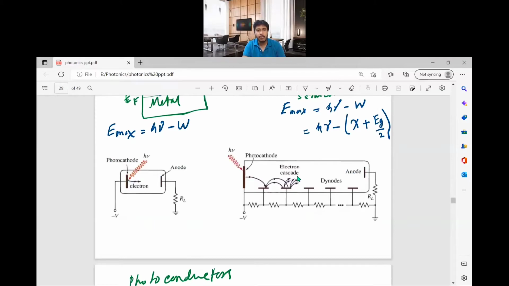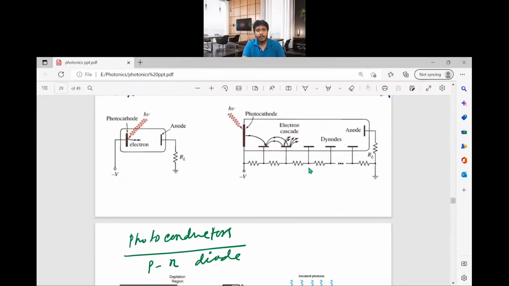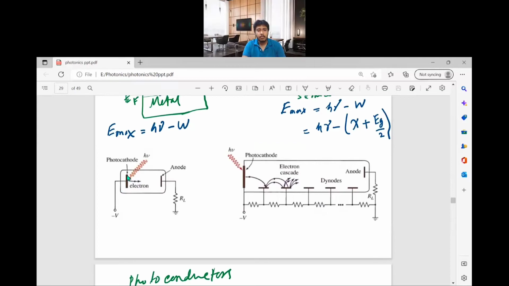For photoelectric emission, there are two devices: one is the phototube and one is the photomultiplier tube. In the phototube, there is a metal plate. When light hits this metal plate, it generates electrons. You have the anode, made positive, and the cathode, made negative. Electrons will be emitted from this metal plate and attracted towards the anode. So you will get a current from this photoelectric emission.